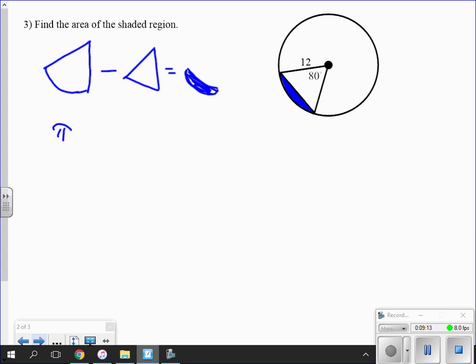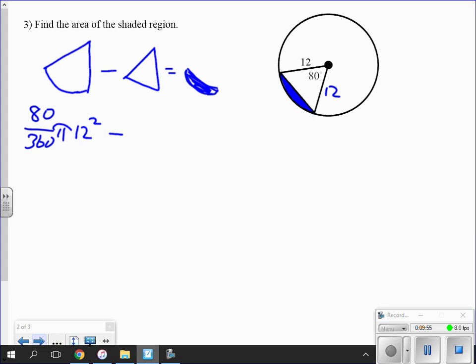So the entire circle is pi times 12 squared. But I'm not having the entire circle, am I? Not 180, 360. I'm doing a partial circle, so this is 80 over 360, my fraction of the circle. 360 degrees on a circle, I'm only concerned with 80 of them. Minus the area of the triangle. Well, this triangle fits one of our new formulas, right? Because we have two sides and the angle in between. All radii are the same.